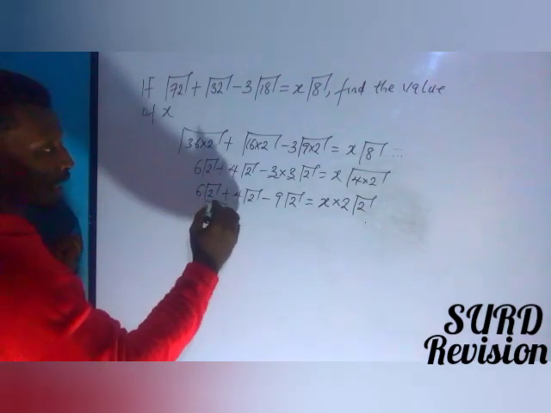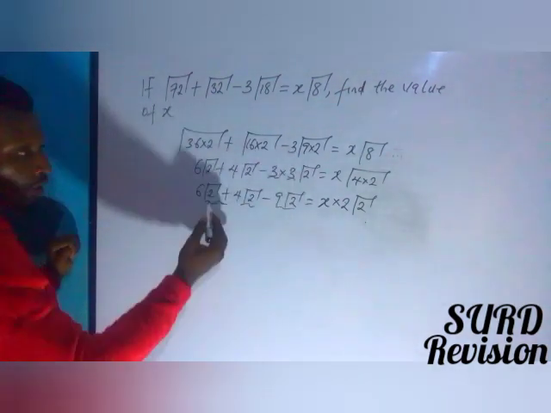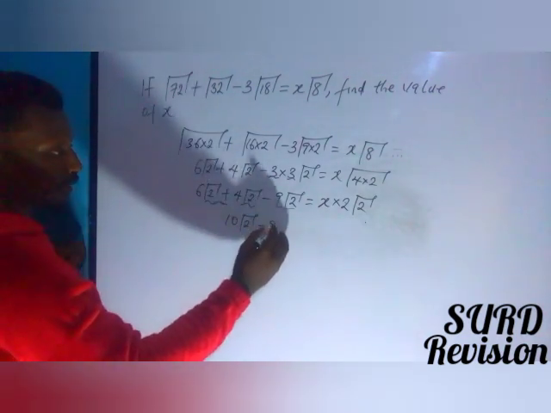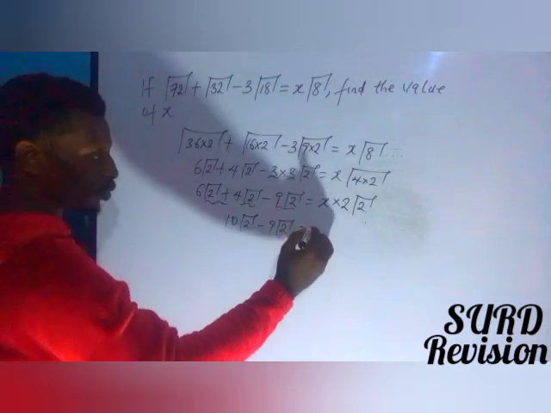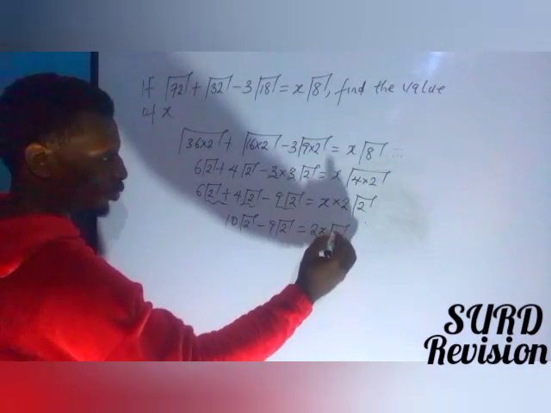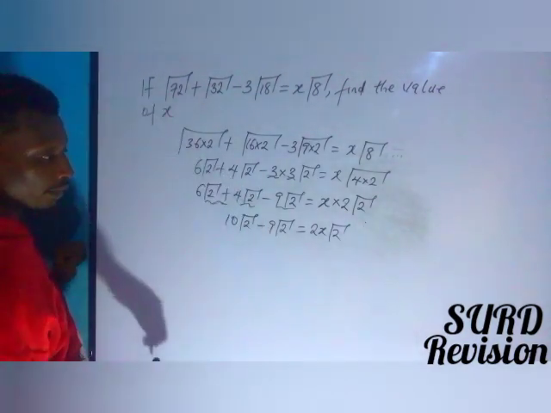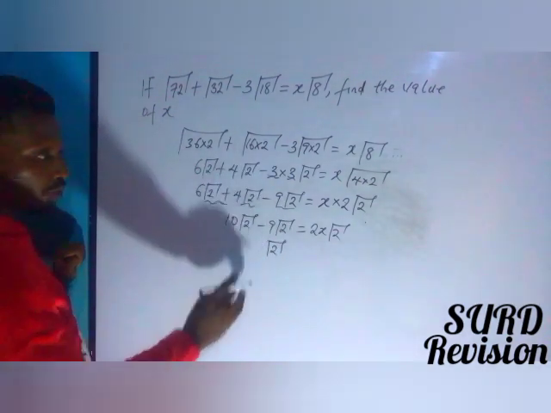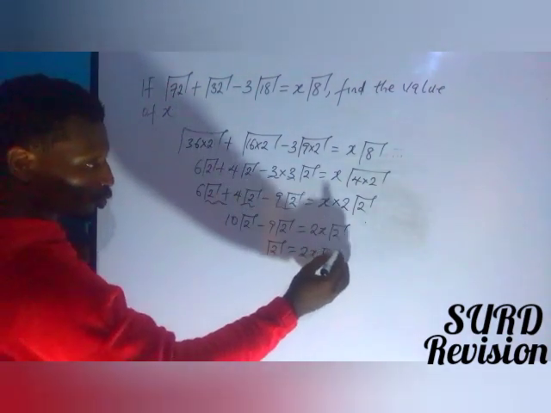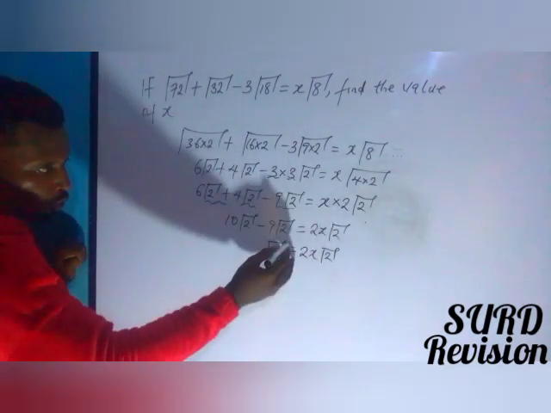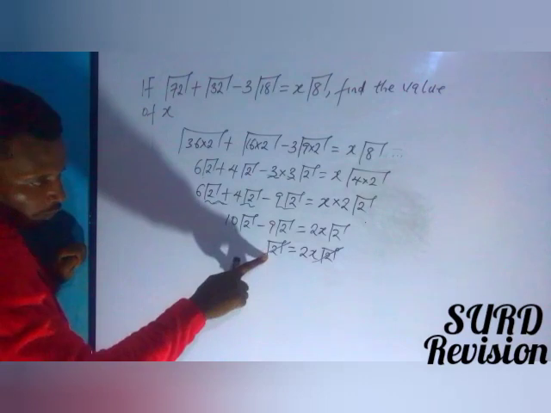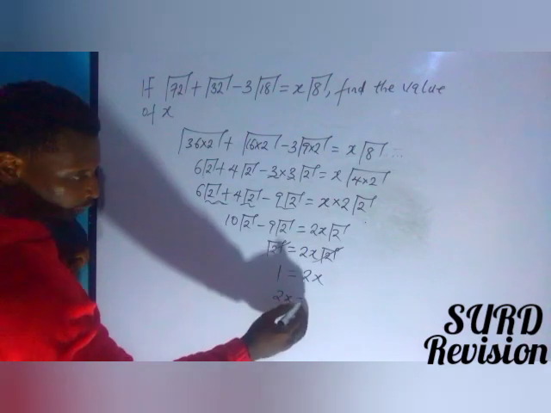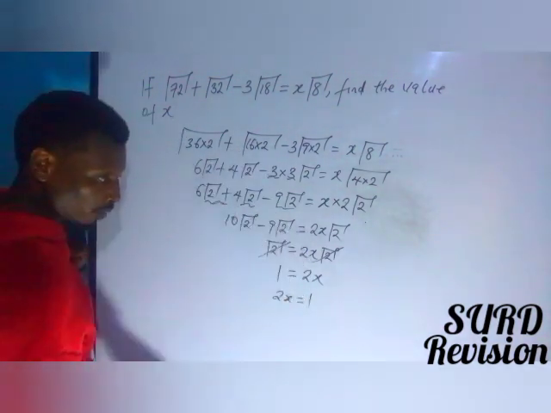So I can add this and this and subtract with this because all are having the same surd. So 6 plus 4 will give us 10 surd 2 minus 9 surd 2 is equal to S times 2, which is 2S surd 2. So 10 minus 9 is 1 surd 2. 1 surd 2 is still the same thing as surd 2. This is equal to 2S surd 2. So surd 2 will cancel surd 2, leaving us with 1 equals 2S. So 2S is equal to 1.